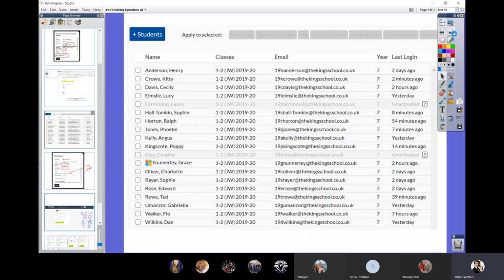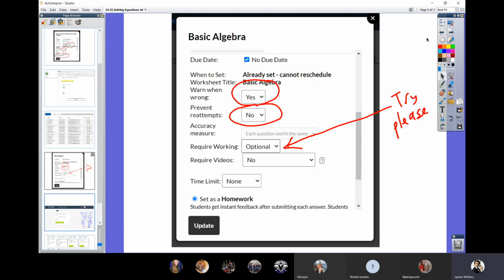Now, what I've done today, in hindsight, I think I made a bit of a mistake last time setting the parameters as I did. I wish I'd done this. So for today's exercise, you're going to get a warning if you're just about to get the wrong answer. And also I have not prevented reattempts. So if you get it wrong, you can have another go at the answer.